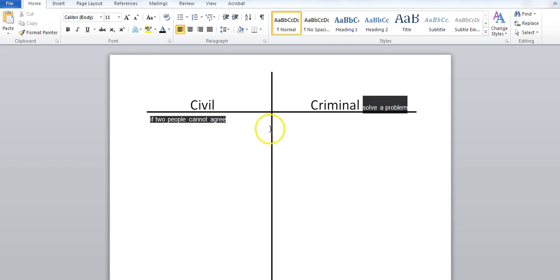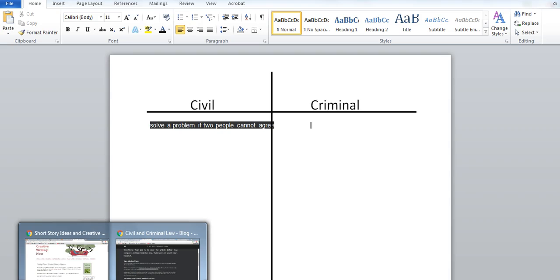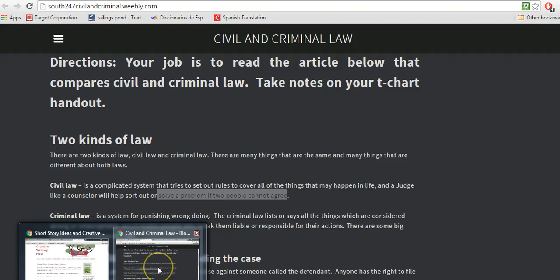So you should write that down right now. So it says, it solves a problem that two people cannot agree on. Okay. So, now that you have that written down, let's go back to the article.